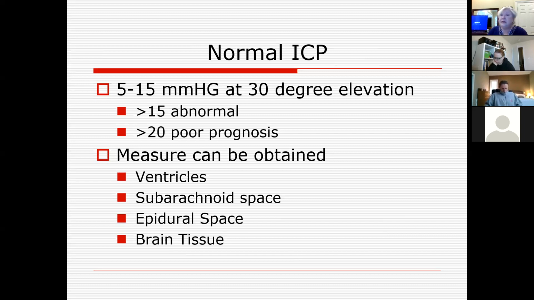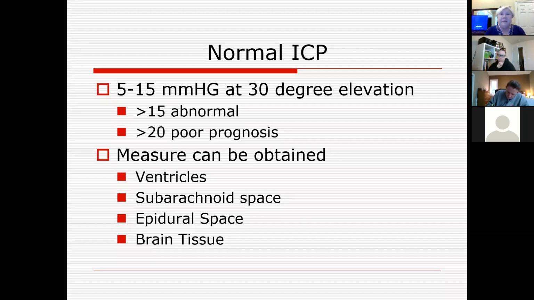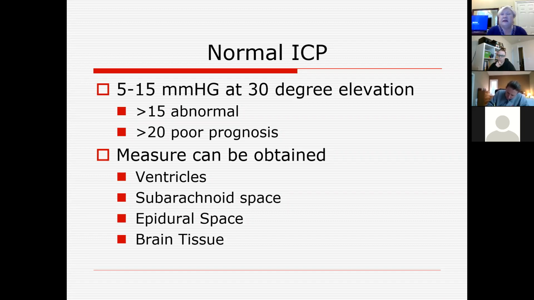Now, measuring ICP is not easy. It's not like you take a sphygmomanometer, put it around somebody's head, pump it up and say, oh, look, this is what your ICP is. In order to measure this, we have to drill a hole into your skull and put some kind of catheter into your ventricles, your subarachnoid space, your epidural space, or the brain tissue itself and measure it. So this is not a measurement that's very easy to obtain. It's very difficult to obtain. That should tell you that we only do it when it's absolutely necessary to guide treatment. It has to be justified to drill a hole in somebody's brain and stick a catheter in there.